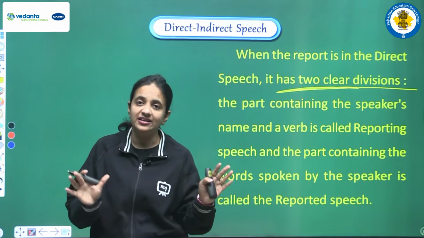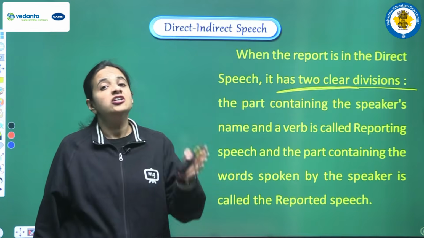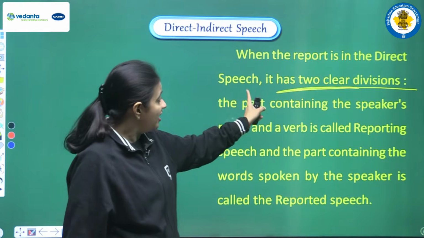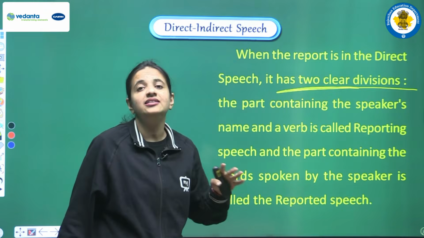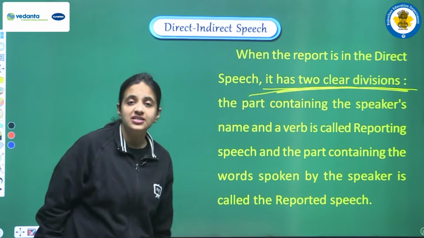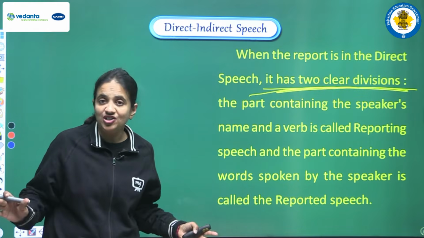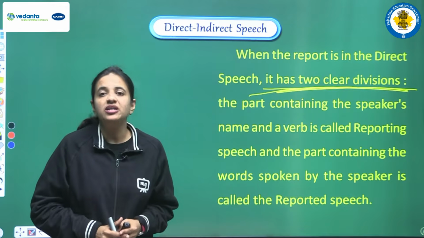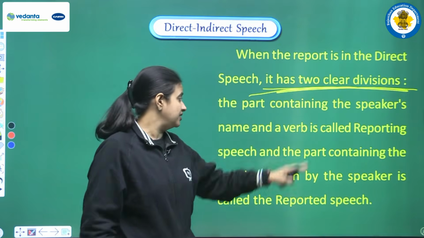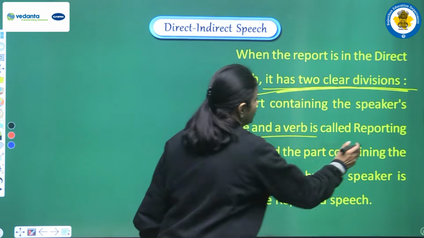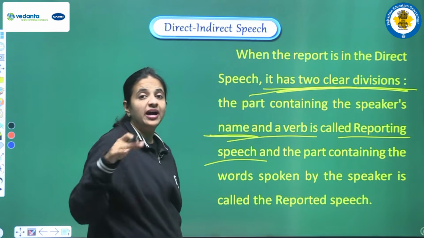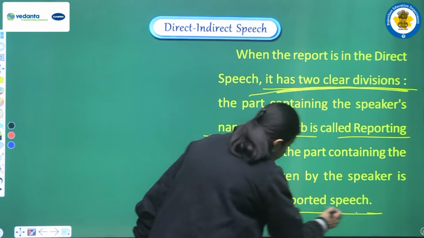And now we have a sentence with the structure of direct speech, so we have a proper analysis of the sentence. In that sentence we have two clear divisions, two clear partitions. So we can say that in a sentence of direct speech we have basically two parts. The part containing the speaker's name and a verb is known as reporting speech, and the part containing the words spoken by the speaker is called reported speech.